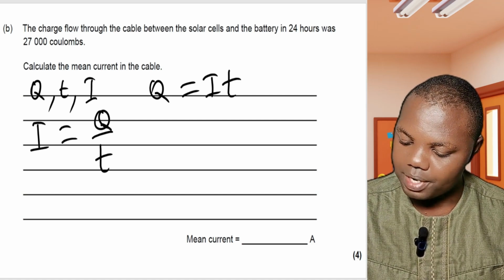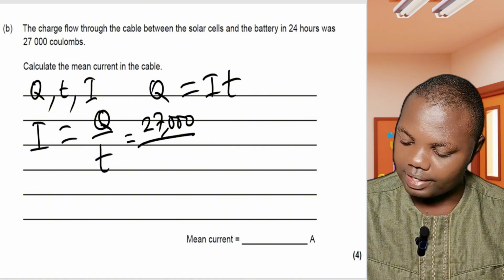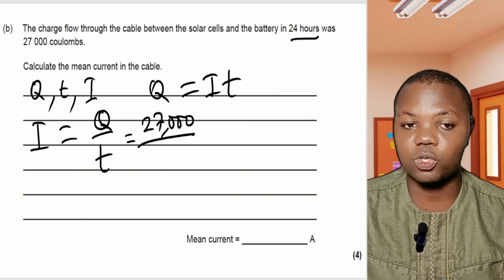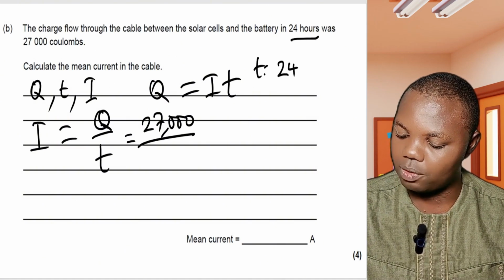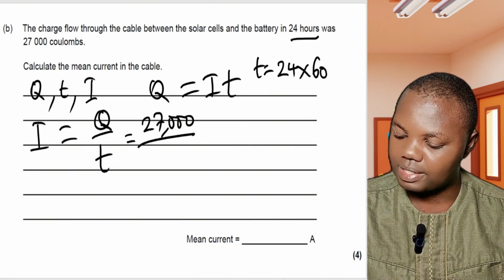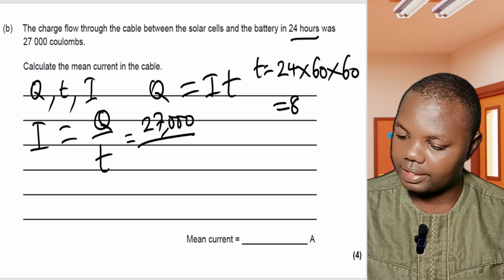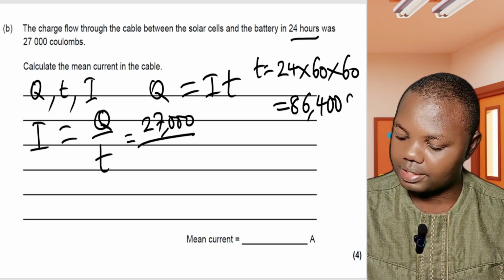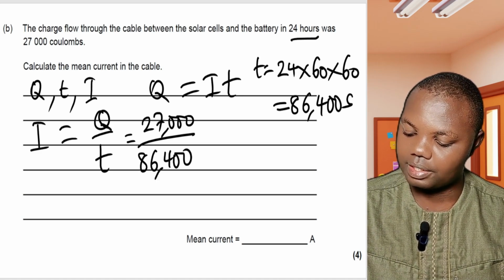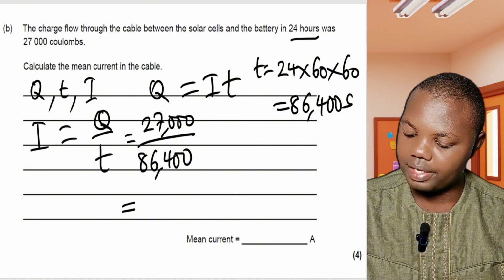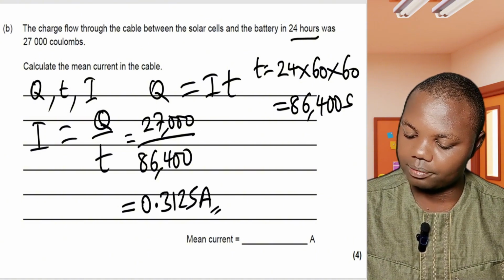So the quantity will be 27,000 divided by the time. The time is in hours, so we have to convert to seconds. That will be 24 multiplied by 60 multiplied by 60, and that will give me 86,400 seconds. So divide by 86,400. So that will give me 0.3125 ampere.